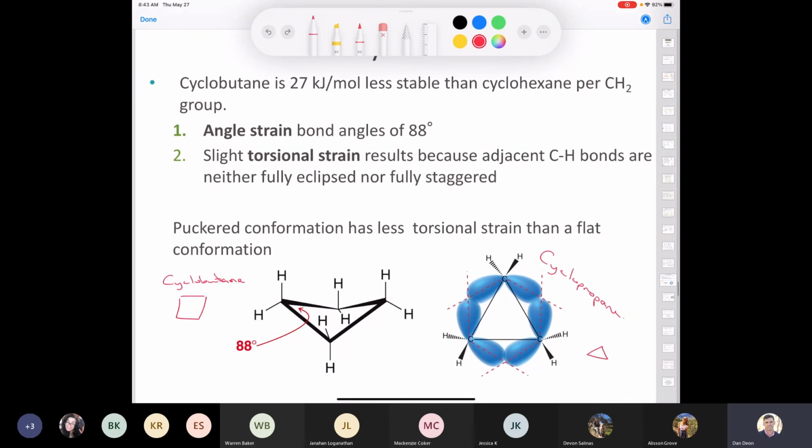Now, if you look at cyclobutane, and again, I'm not going to make a model of that, but the angle strain, it's got bond angles of 88 degrees, and it has slight torsional strain because the adjacent carbon-hydrogen bonds are not completely eclipsed and they're not completely staggered. So it adopts this kind of puckered conformation, and it's represented here. Basically, it kind of bends in a little bit. And the reason that it bends like this a little bit is to try to alleviate as much torsional strain as it possibly can. So once we move over to 5 carbons, that I can do with my model. I can make a model of cyclopentane, and I can show you something cool about that in a second.